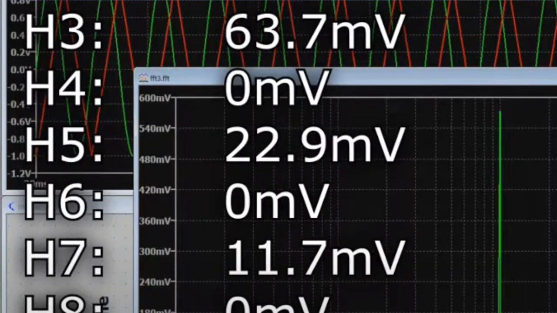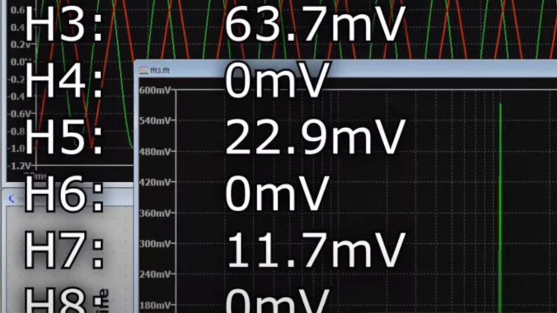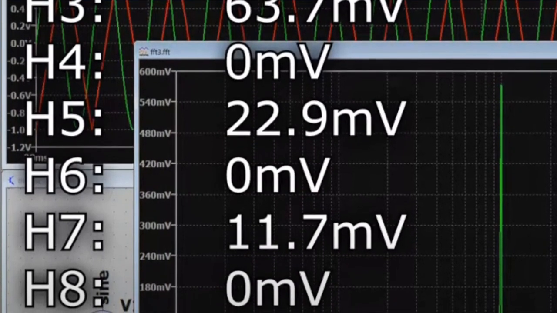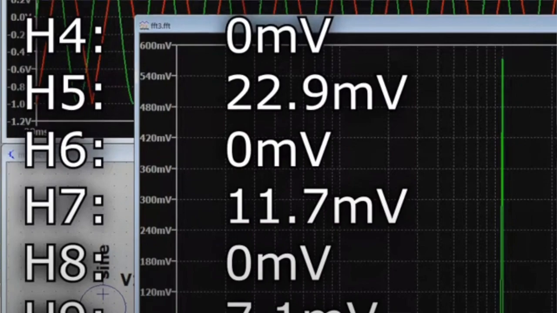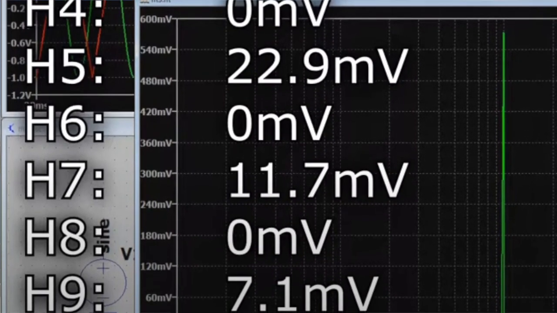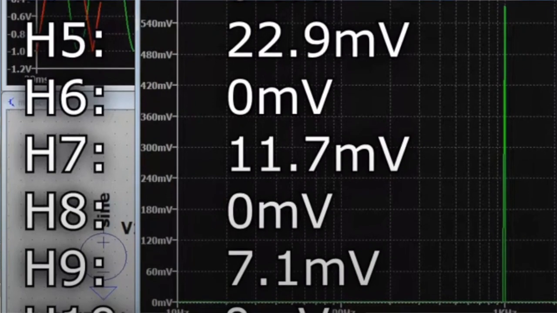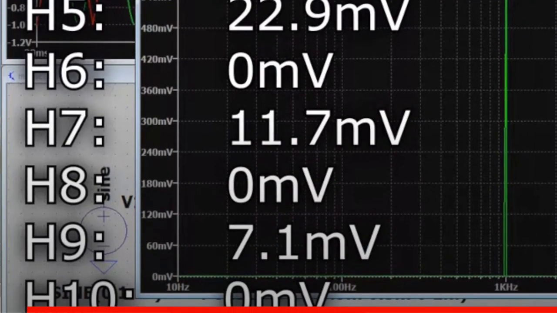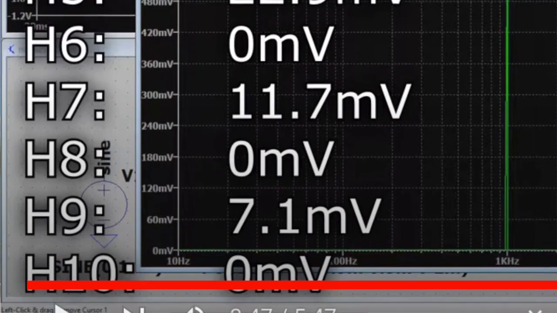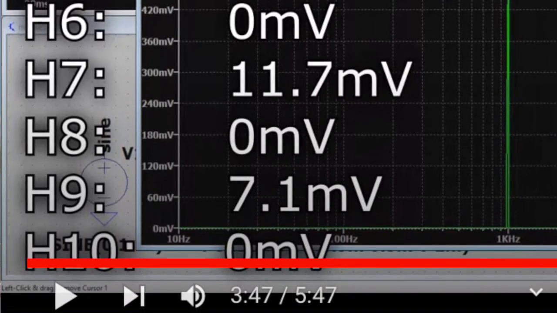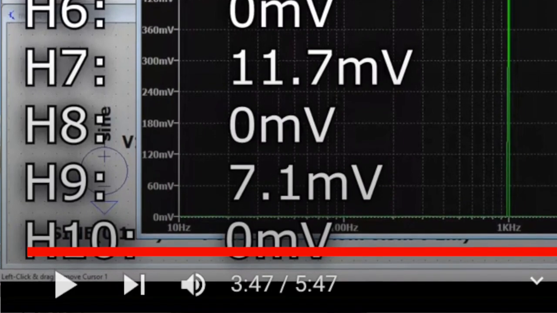Okay, going on. The fifth harmonic has an amplitude of 0.0229 volts. The sixth harmonic has an amplitude of 0 because it's an even harmonic. The seventh harmonic has an amplitude of 0.0117 volts. The eighth harmonic has an amplitude of 0 because it's even. The ninth harmonic has an amplitude of 0.0071 volts. Now, when they showed these, they never said there was any relationship between the harmonics and the fundamental, because most people believe that harmonics are random. Harmonics are not random.